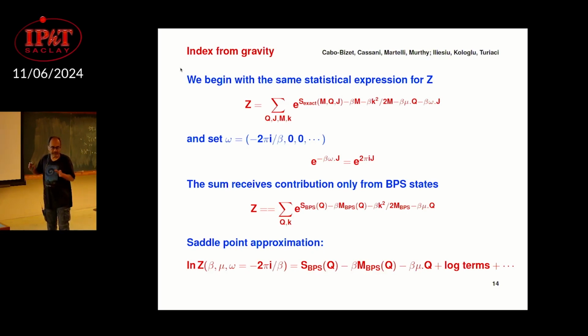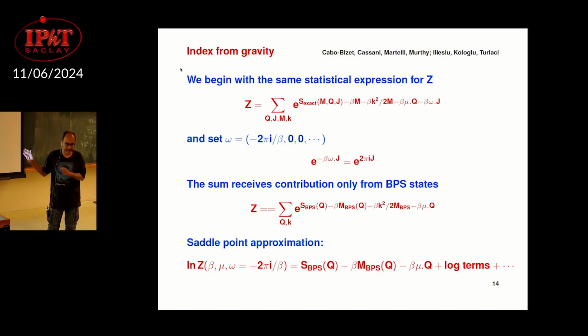I should add that, in general, you can consider a more refined index where you can also turn on chemical potentials. But just for simplification, I'm not doing it here, because for where I'm going to apply it, this is good enough. But in general, you can turn on chemical potentials for other J's as well. Okay, thank you.